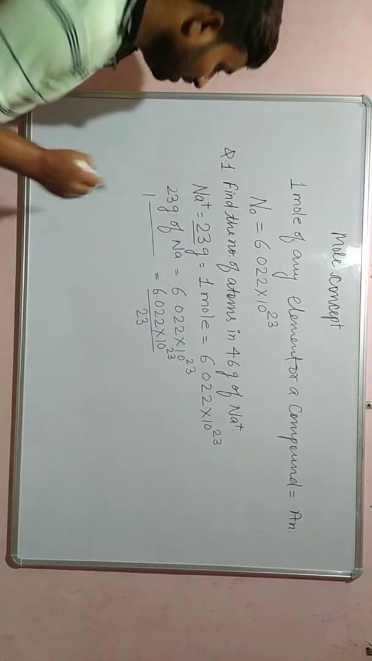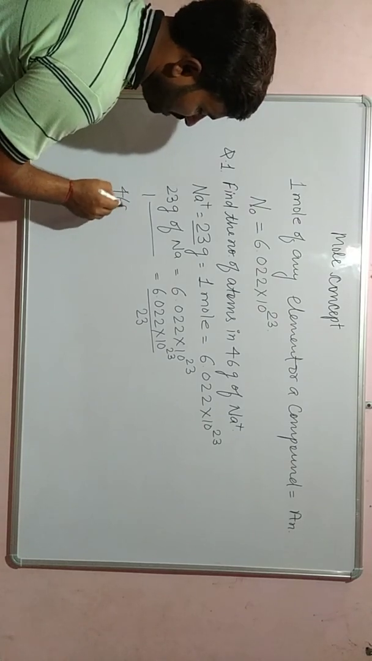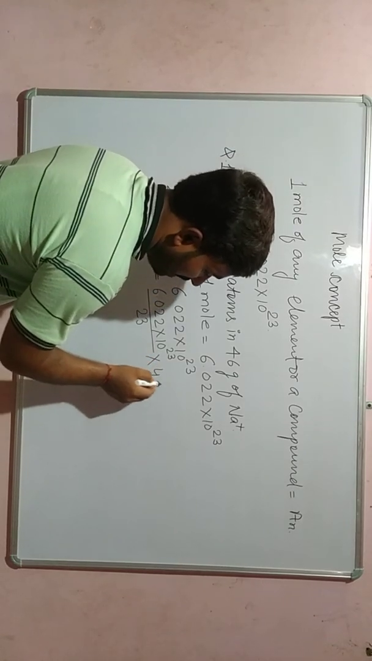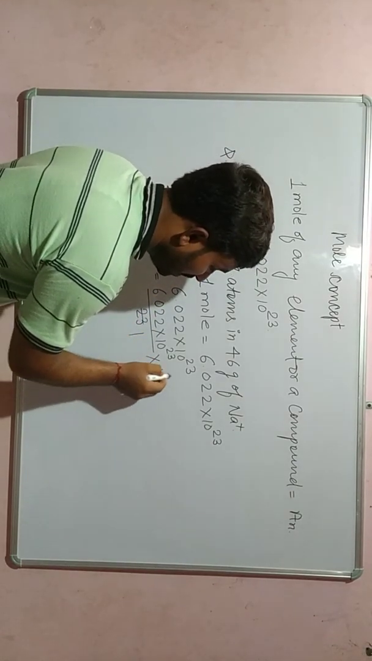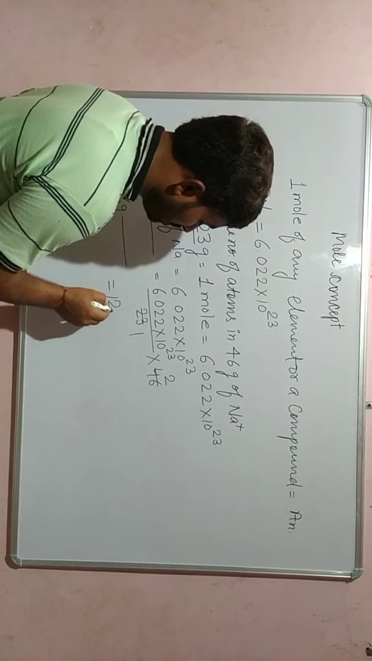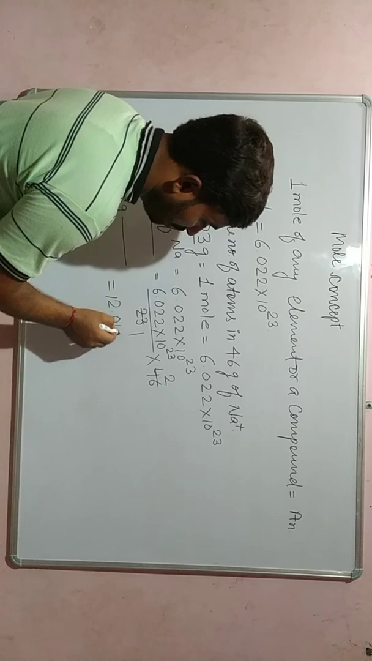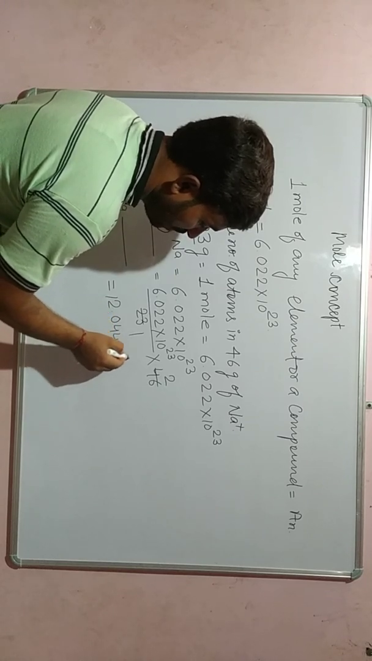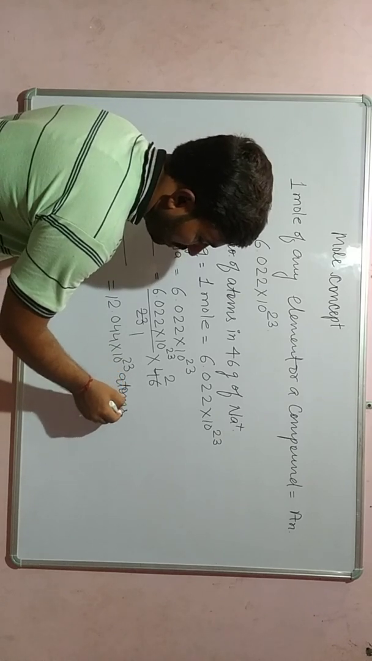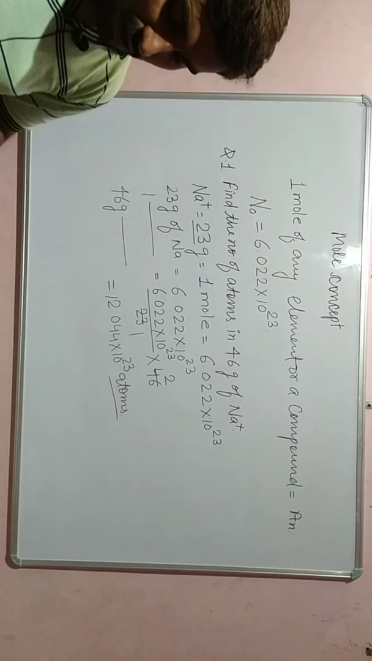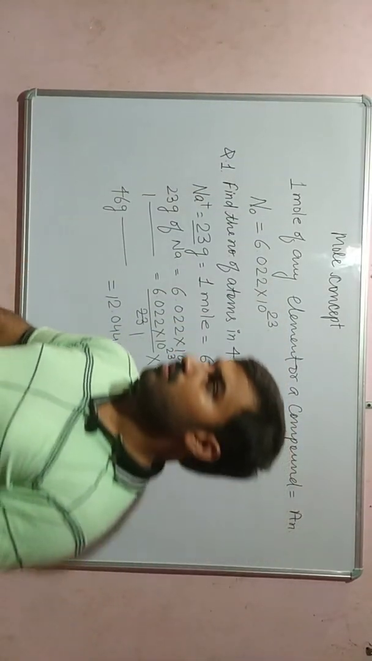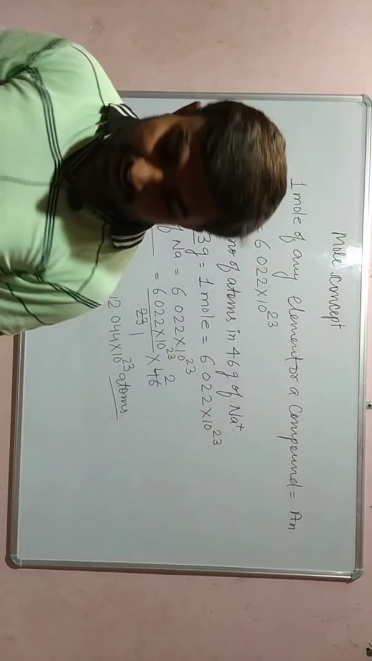Now we find the number of atoms in 46 gram of sodium, which is equal to multiplying by 46. 23 1 is 23 and 23 2 are 46, and we get the answer, that is 12.044 into 10 raised to power 23 atoms. This is the numerical which is based on the mole concept. We take more examples of the mole concept.